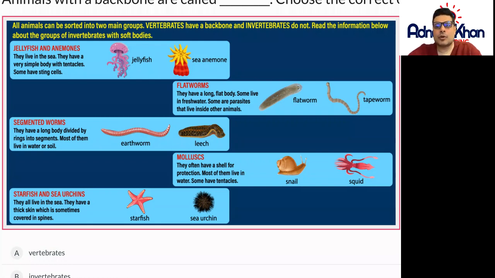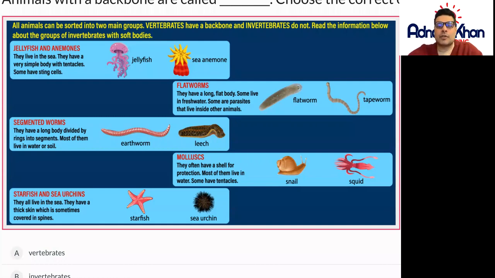Segmented worms, so you've got earthworms, you've got leeches. They live in mostly water or soil, and both, and without backbones. And mollusks, they often have shells, such as snails and squids.